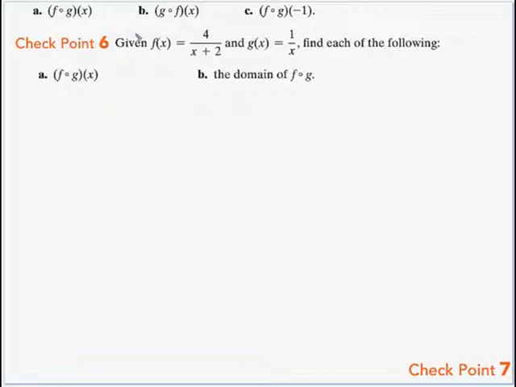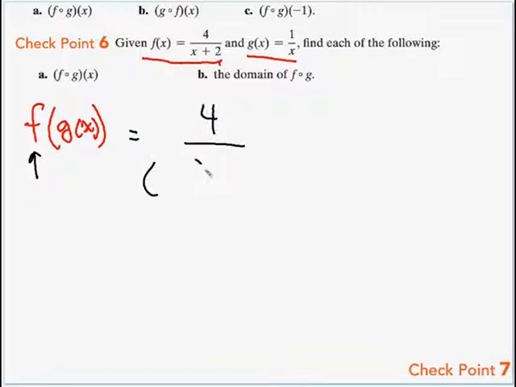Let's see here for number 6. Here's our f of x function. Here's g of x. Find the following. The first is f of g of x. So my outer function is f. I'm going to copy f, leaving out the x's. So it was 4 over x plus 2. But now that x is gone, and I'm going to replace that x with the g function. And the g function is 1 divided by x.